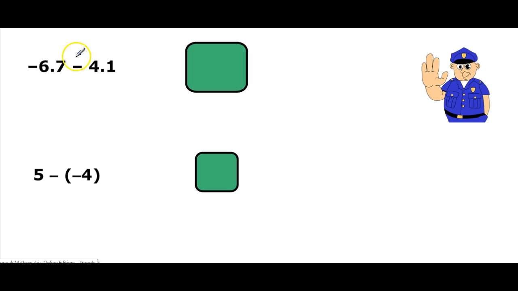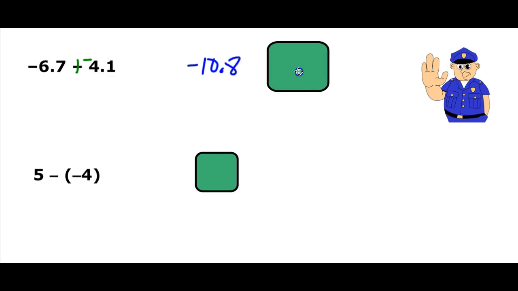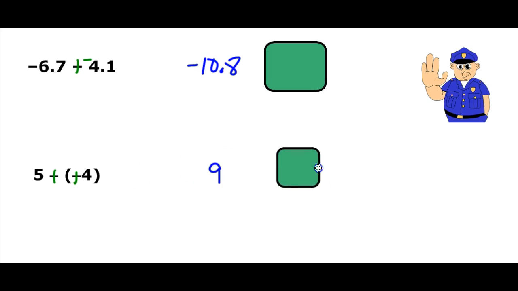All right, so we are going to take the subtraction sign and change it to plus the opposite. Now again, the song was same signs. These are both negatives now. Add and keep the sign. That's going to give me a negative 10.8. All right, for this one, we're going to change it to plus. What's the opposite of negative 4? Positive 4. Same signs, add and keep, and that'll give me a positive 9. And there we go.